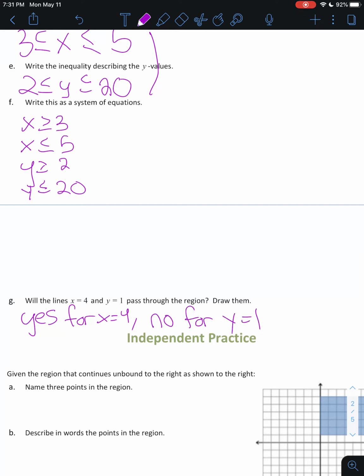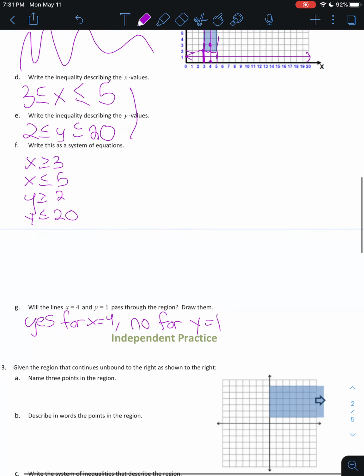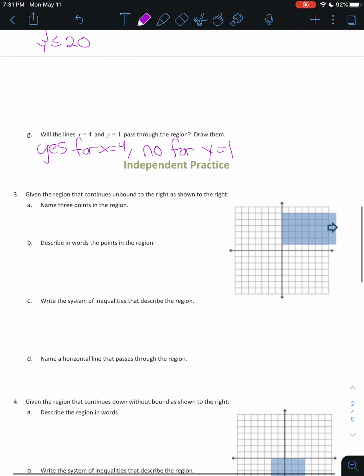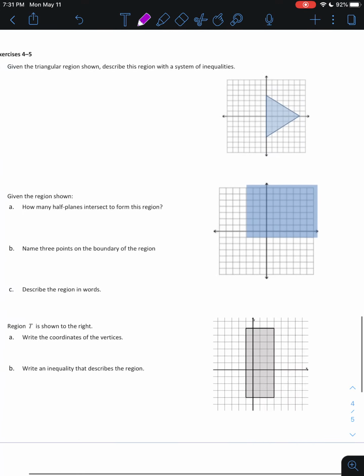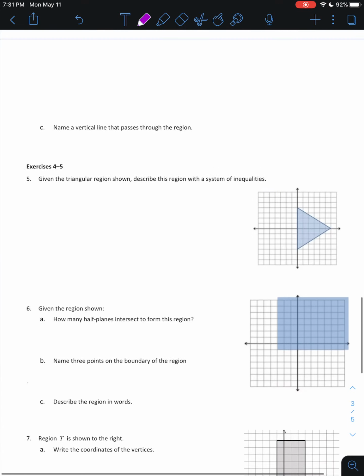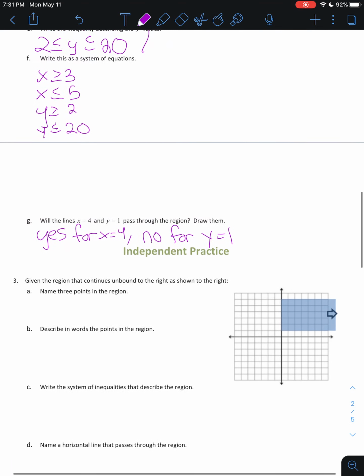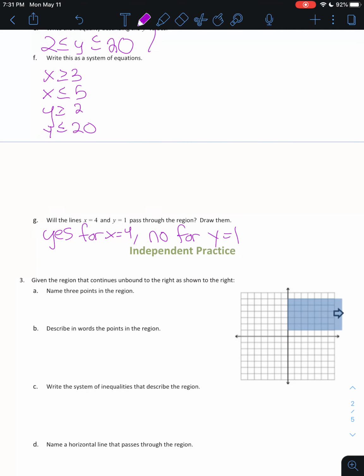All right, that's it for the notes. The independent practice problems down here are very similar to what we did in the notes. So you should hopefully be able to do them on your own with the help of this video. Again, watch that plotting lines video if you need any help with basic graphing lines. And of course, feel free to reach out to your teachers if you need any additional help.